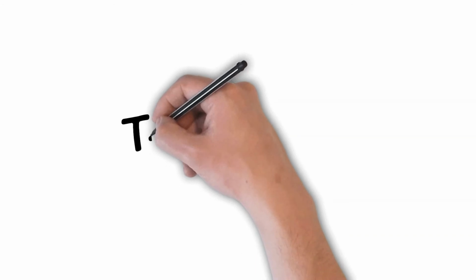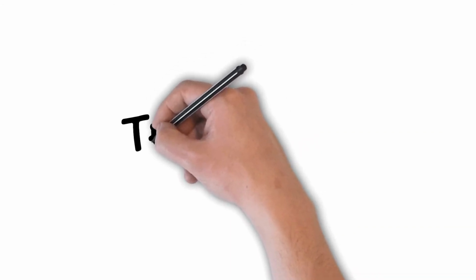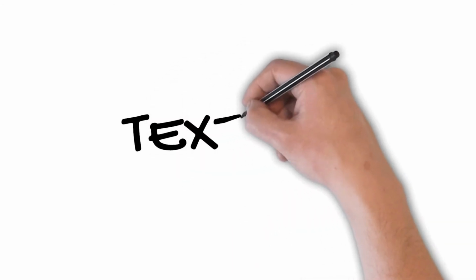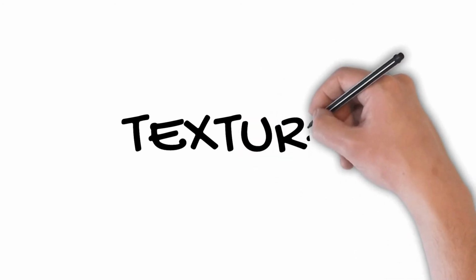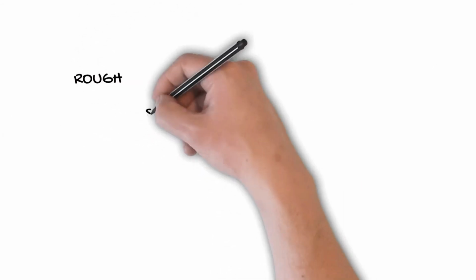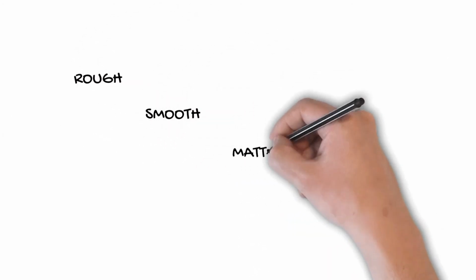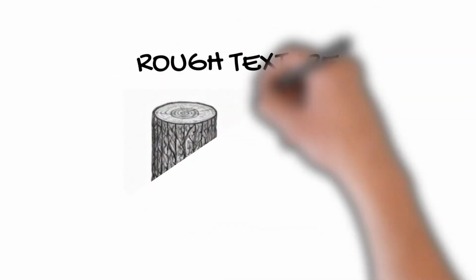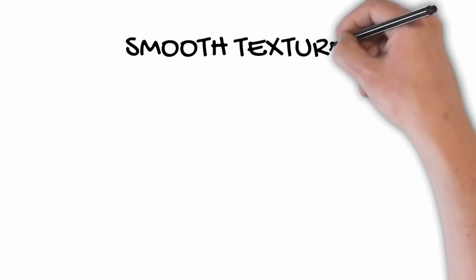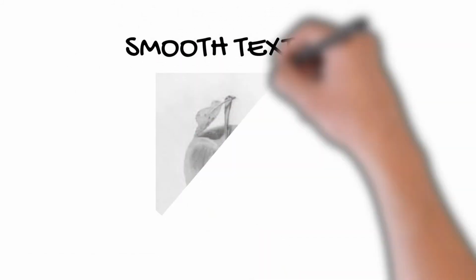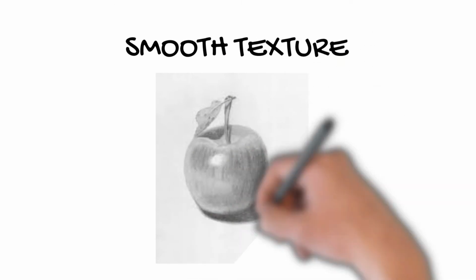Lastly is texture. Texture refers to the way an object feels to the touch or looks as if it may feel if it were touched. There are different types of texture in an art: rough texture, smooth texture, matte, and impasto. Rough texture reflects light unevenly. Smooth texture is the opposite of rough texture because it reflects light evenly.